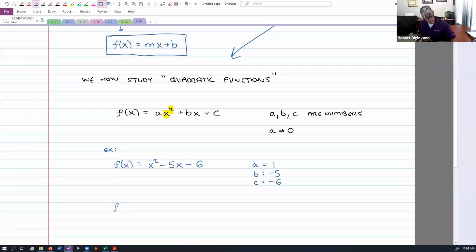Here's another example. f of x equals, how about x squared minus 9?